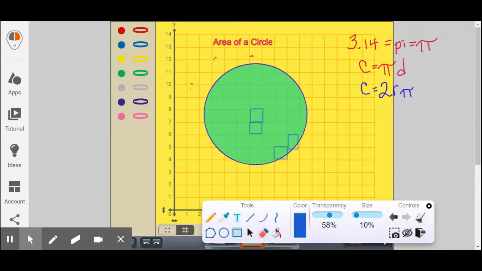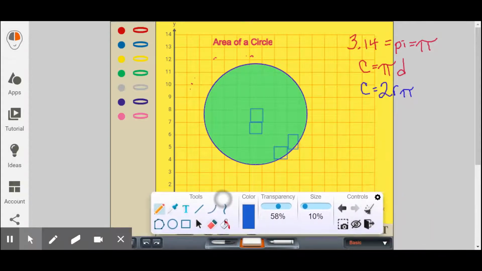So what do we have to do to count all these squares? That's hard to count. Area is always measured in squares, in square units, whether it be square centimeters, square inches, square feet, square yards, square meters, square miles. So our job is to find an easy way to count all these squares.